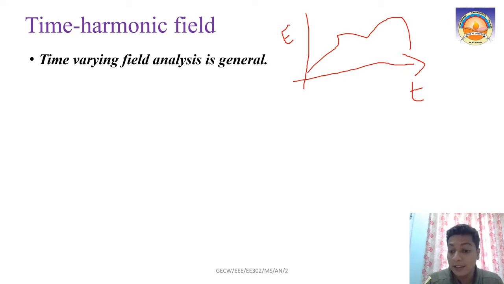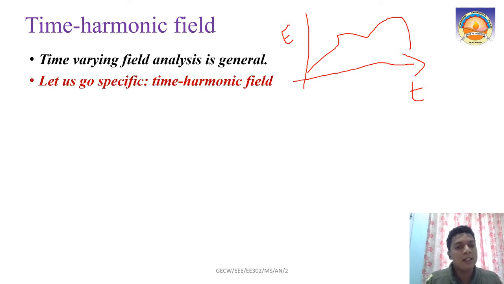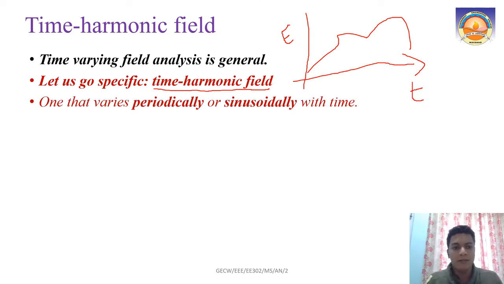But our analysis was quite general: time varying means the variation can be in any way. So now let us go specific. What we are going to analyze is the time harmonic field. What is meant by time harmonic field? It is something you might be familiar with from your understanding of waves and oscillations. It is quite simple. It is a field that varies periodically or sinusoidally with time. That is what is meant by time harmonic field.